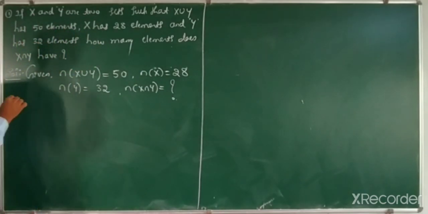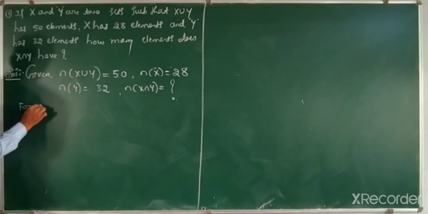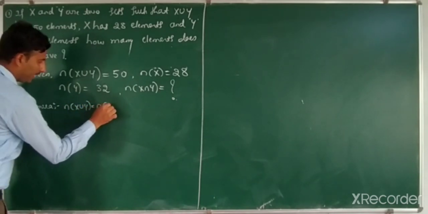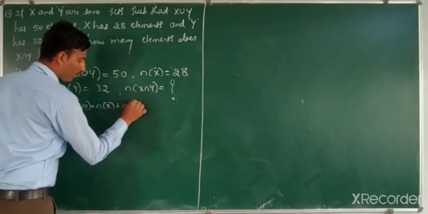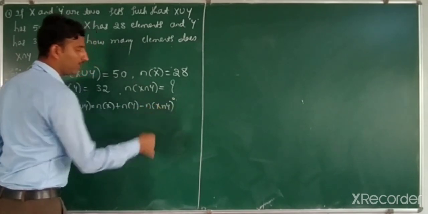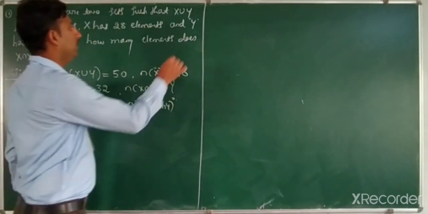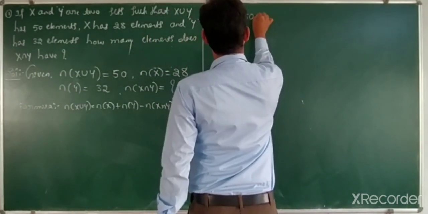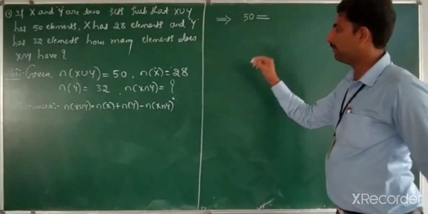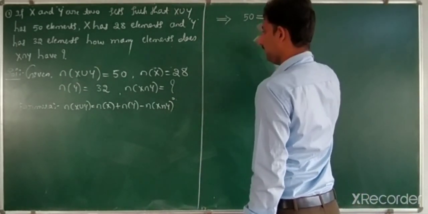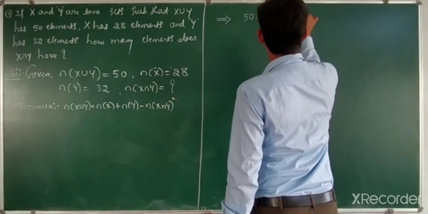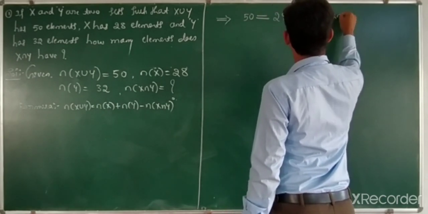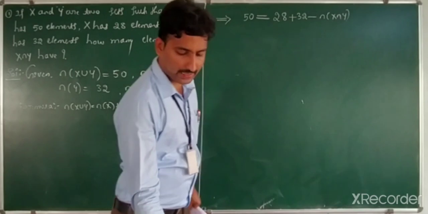But what's the formula? Just write the formula. N of X union Y is equal to N of X plus N of Y minus N of X intersection Y. N of X union Y is given as 50. So 50 is equal to N of X, which is 28, plus N of Y, which is 32, minus N of X intersection Y. That value you have to find out. You write it as it is.